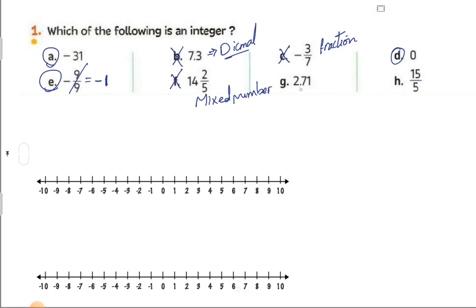G, 2.71. It's a decimal number. H, 15/5. 15/5 is an improper fraction. It's equal to 3 because 3 times 5 equals 15. So 3 is a positive integer. So H is an integer. Now we have A, D, E, and H. These are all integer numbers.